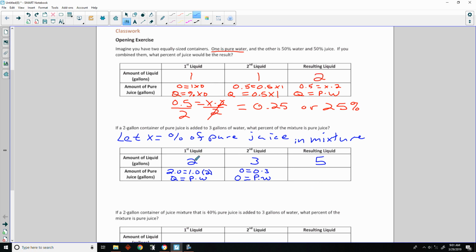So we're going to take the quantity of pure juice, which is 2, and that is going to equal some percent. Let X be the percent of pure juice in the mixture times the whole, which was 5 gallons. So that is our quantity equals our percent times our whole. When I solve this, I say 2 equals X times 5, divide both sides by 5, and we get 2/5, which is the same as 4/10, or 40%.